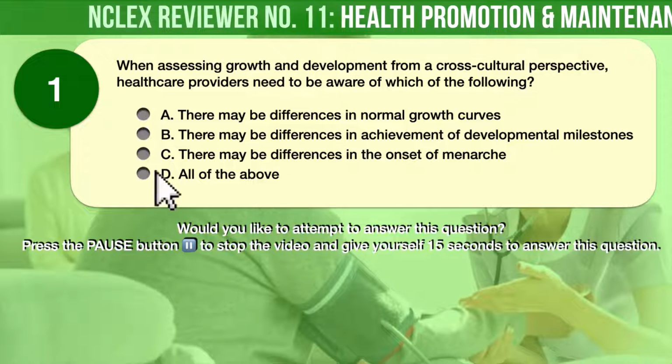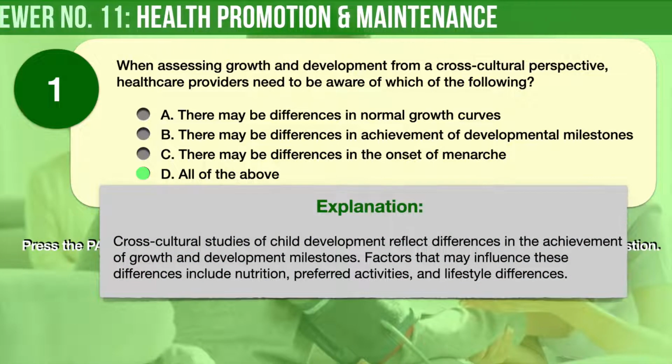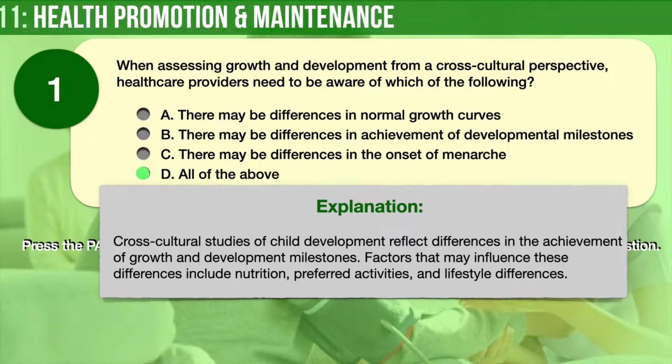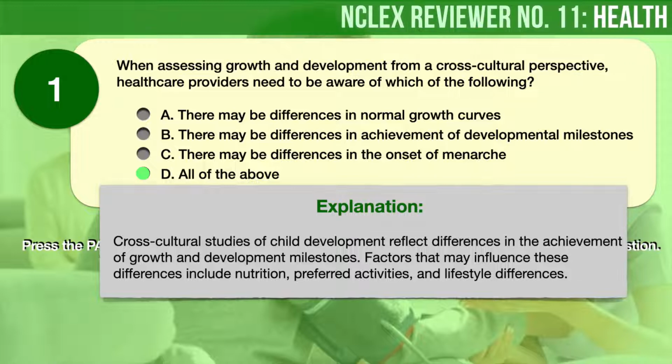The correct answer is D. All of the above. Cross-cultural studies of child development reflect differences in the achievement of growth and development milestones. Factors that may influence these differences include nutrition, preferred activities, and lifestyle differences.